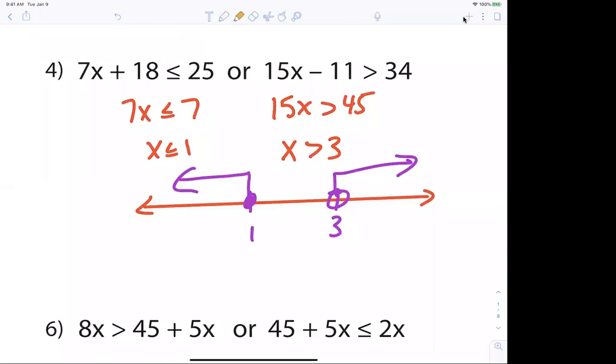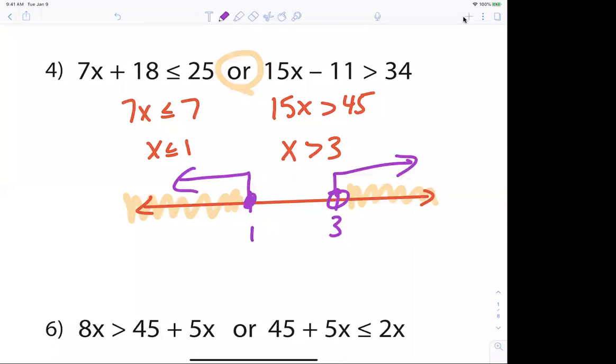So are these numbers right here less than 1? Yes, they are. So that's okay. Are these less than 1? No. Are they greater than 3? No. They don't count. These numbers, are those numbers less than 1? No. Or are they greater than 3? Yes. So because it's an or statement, they count.